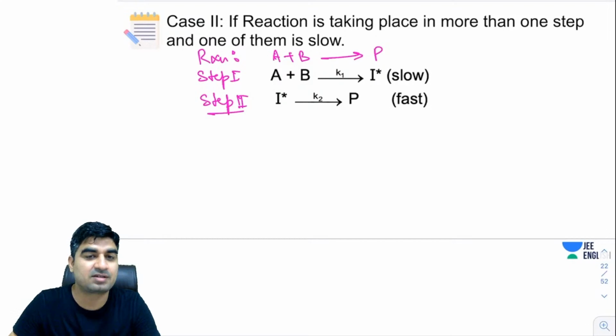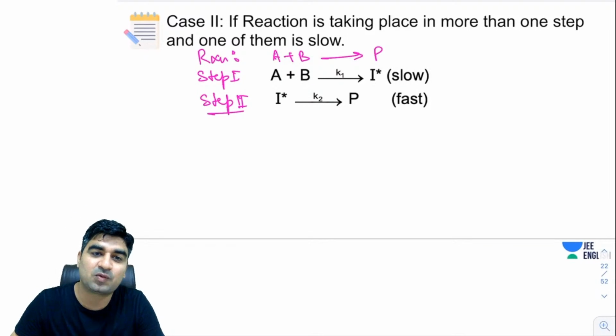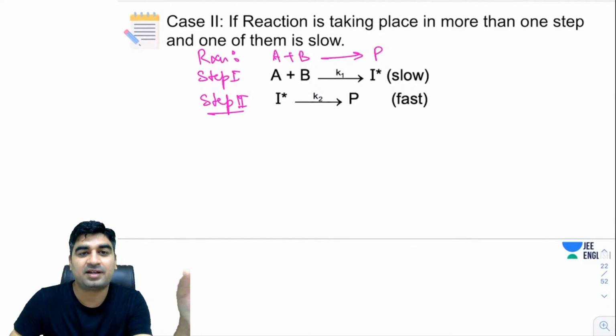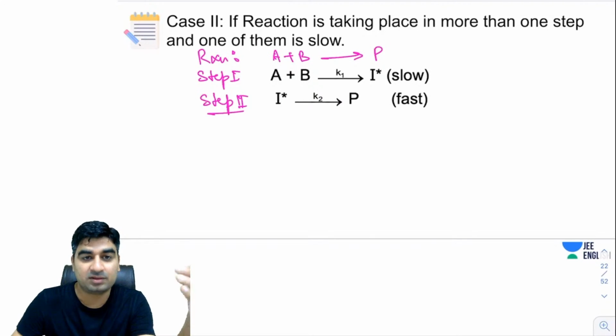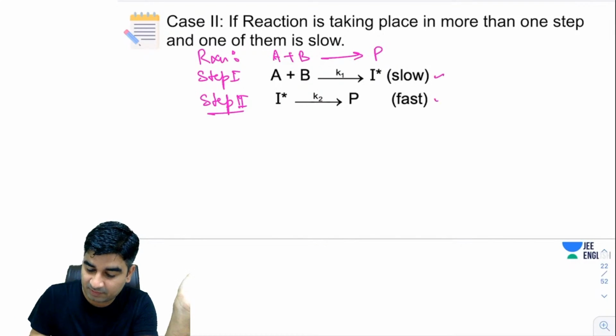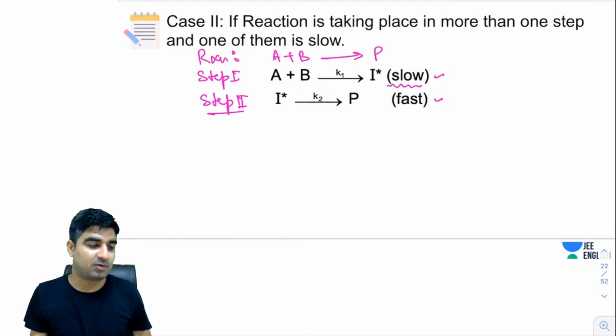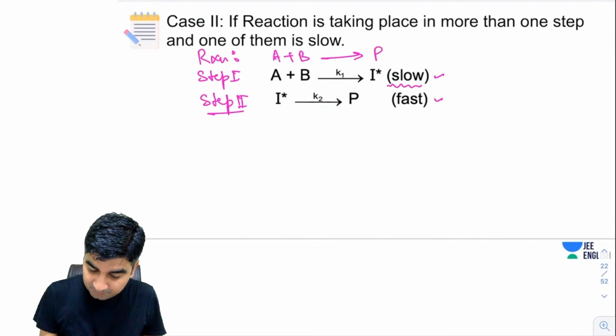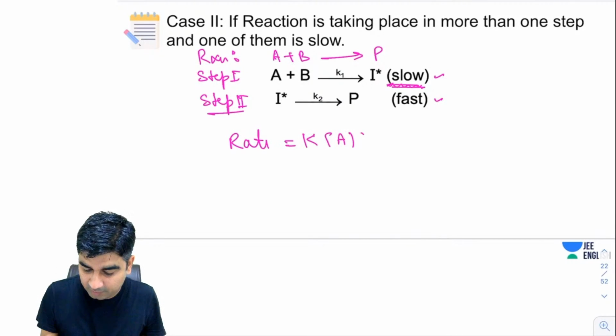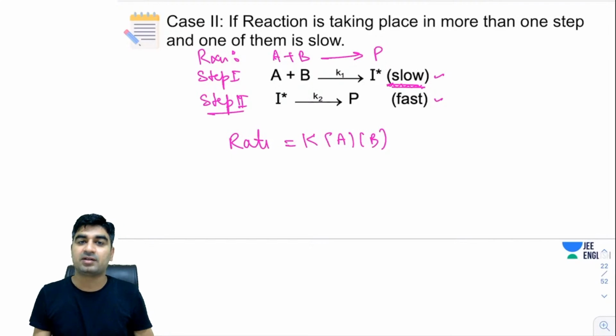I just discussed a point with you guys, and that point was, if a reaction takes place in more than one step, then those steps will have different rates. Then rate of reaction will be equal to the rate of slowest step of the reaction. So now I will write, this is slowest, so rate is equal to K into A into B. And you have to keep one thing in mind here, this I star, this is intermediate.